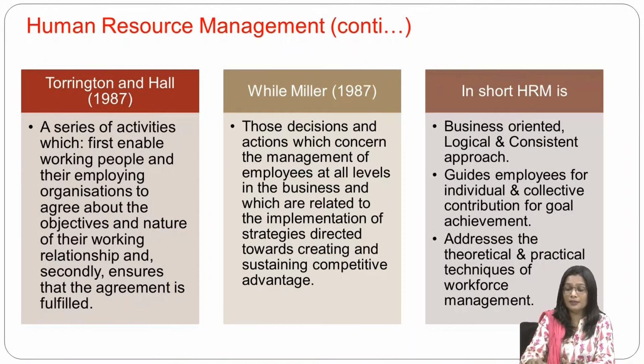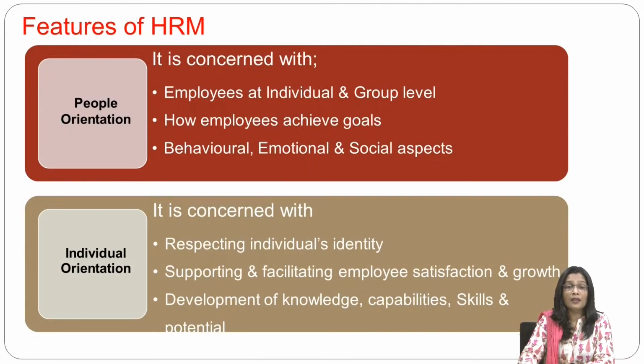So these are the activities that HRM is doing. Now there are some features of HRM. These are very important features. If I talk about people orientation, the first feature, it is concerned with how employees at individual and group level work together, how employees achieve their goal, and people orientation approach is also related to the behavioral, emotional, and the social aspects of the employee.